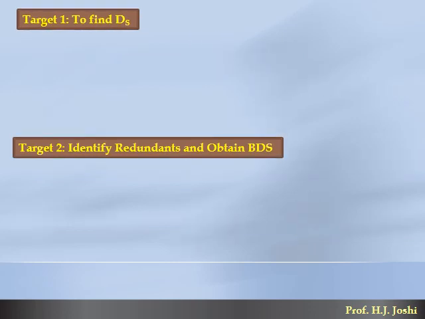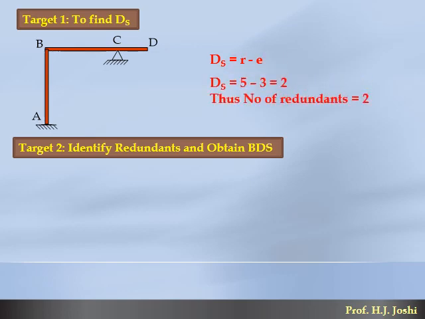Let's take another exercise to obtain the degree of static indeterminacy and to obtain the BDS. Consider a frame ABCD fixed at A and hinged at C. Formula to find DS is R minus C. So the number of reactions here is 5: 3 at A, and at hinge support C there are 2 reactions, and we are going to use all 3 equations for plane frames. So 5 minus 3, the answer becomes 2. That means we have to identify 2 unknowns as redundants.